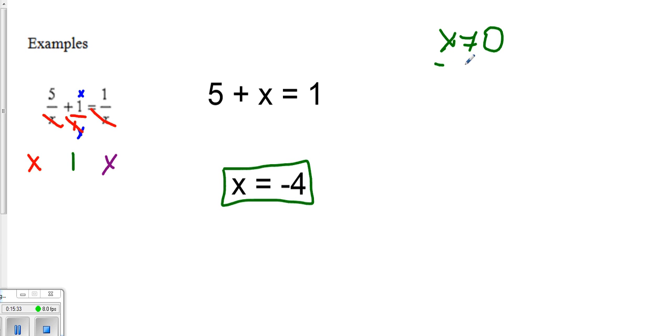We check. X can't be 0. X is negative 4. This works. So that's going to be our answer for that example.